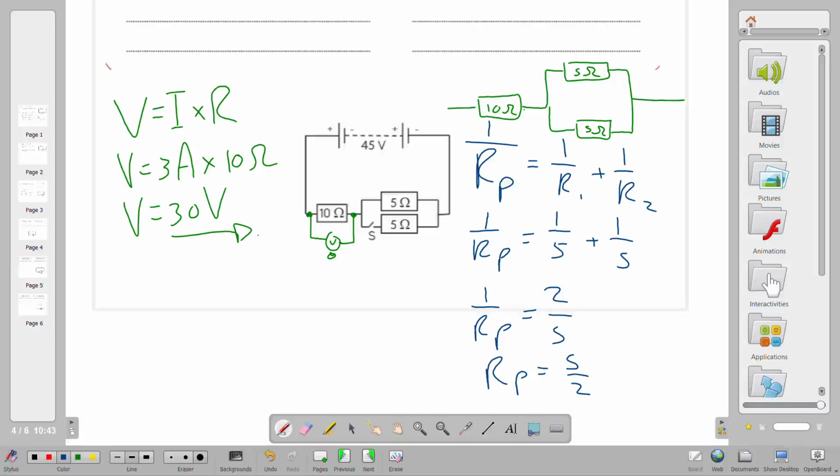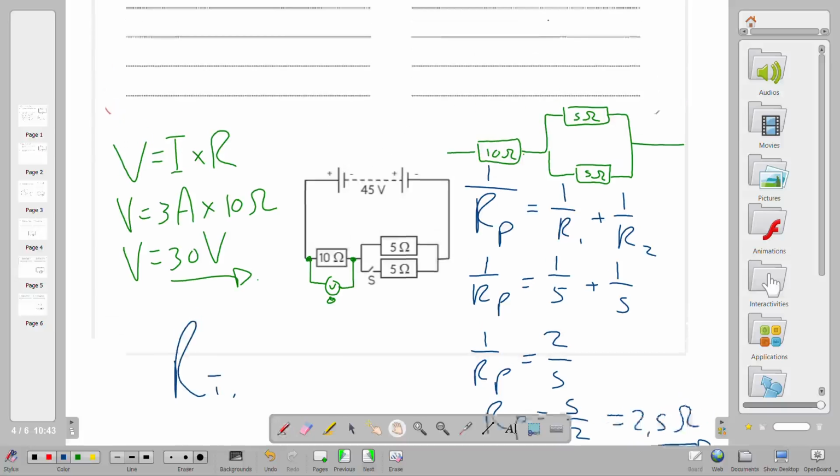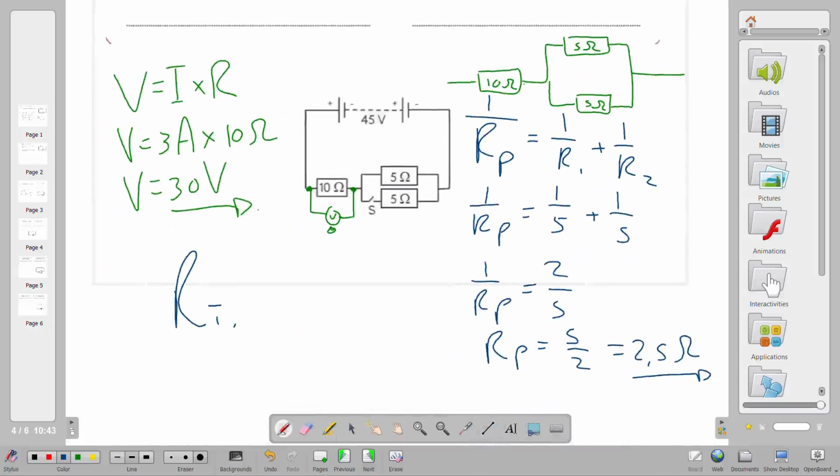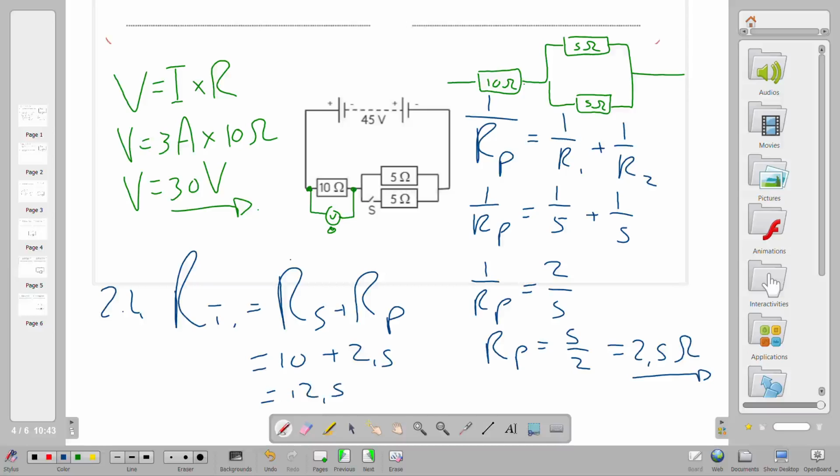Alright, which is actually 2,5 ohm, which is less than the total resistance was in series. So now they want our total. This is for question 2.4. Yes, 2.4. So for 2.4, our total is equal to my R series plus my R parallel. And then I get 10 plus 2,5, and the answer is 12,5 ohm.